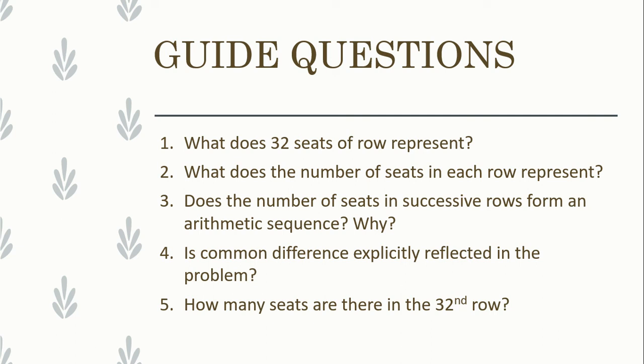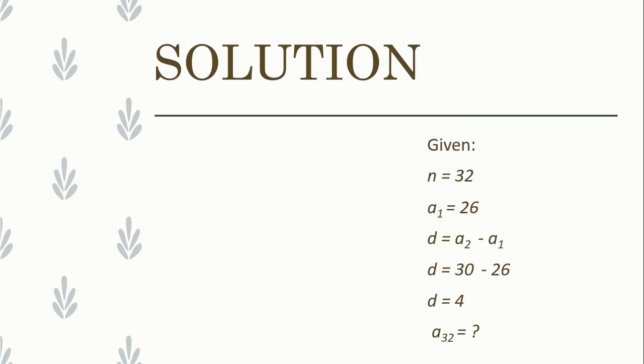How many seats are there in the 32nd row? It's our main question. Since we have identified all of its representations, we can now substitute them into the formula of the nth term. n is equal to 32, the first term is equal to 26, the common difference is equal to 4. What is the 32nd term?